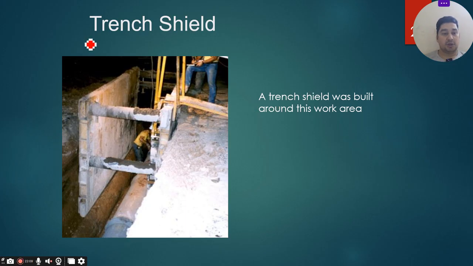Then we have the trench shield. So the trench shield is built around this work area. You can see here, this is the trench shield. It is built around the work area here.